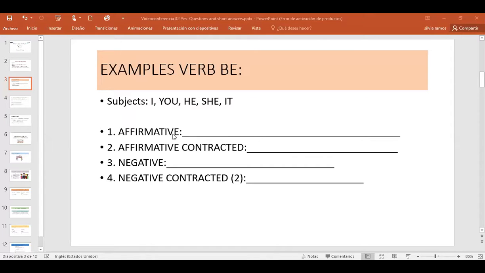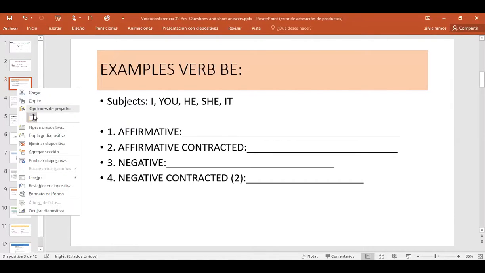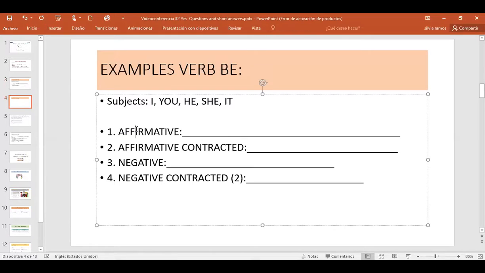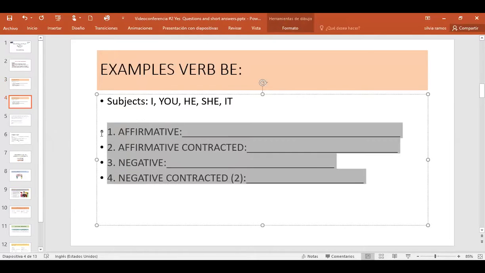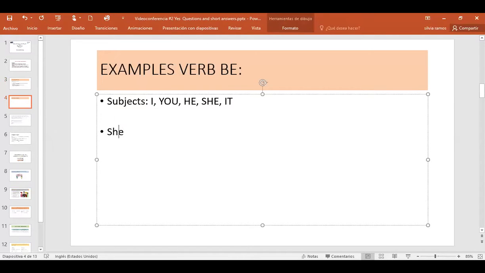It's a cat. It's a cat, okay? Let me see here. It's a cat. Very good. It is a cat, right? Let me put the example. So I'm going to write some of the examples. She is a nurse. It is a cat.